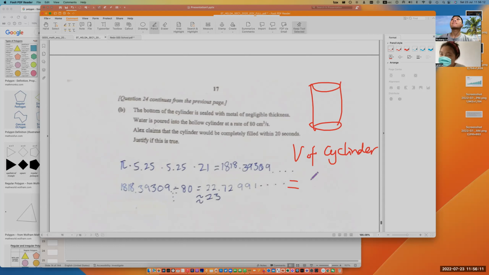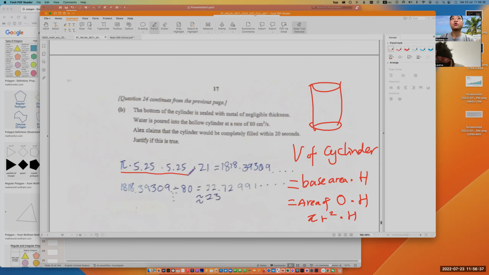Pi times r times r. No, you start with base area times height. The base area of this is the area of a circle times the height, right? So that's why you say pi r square times the height. That's the reason why you take pi r square times this, so that this is the volume. Very good. So the volume divided by what? 80. So it should be 20, because at the rate of 80 cm. Yep, I understand. So this is correct. So filled with 20 seconds.